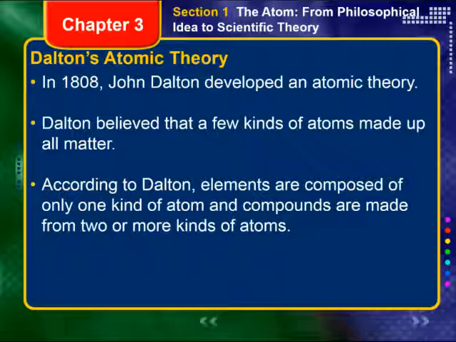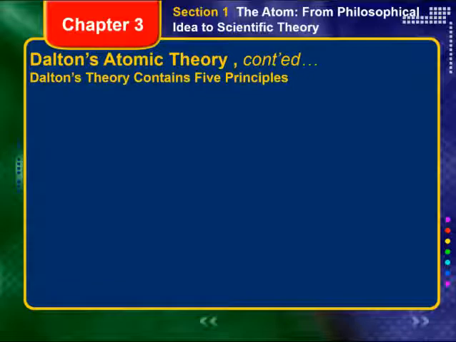Dalton believed that a few kinds of atoms made up all matter. Now, we have 92 naturally occurring atoms. He did not think there were 92, way less. But there are a small number of atoms that make up all matter. According to Dalton, elements are composed of only one kind of atom, and compounds are made up of two or more kinds of atoms. So we're getting a little bit closer to today's idea. If you want a compound, you get two or more types of atoms, you bring them together.